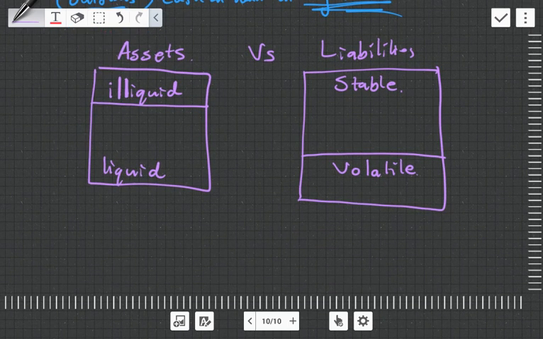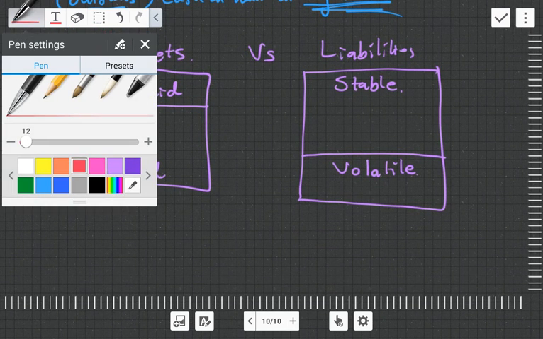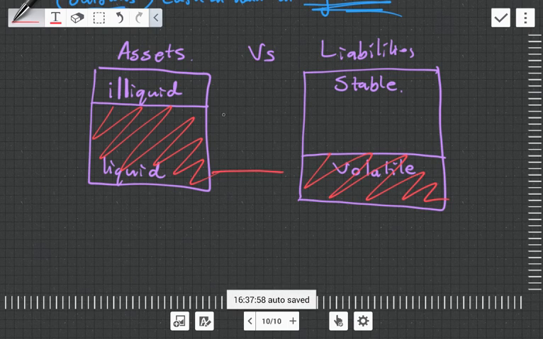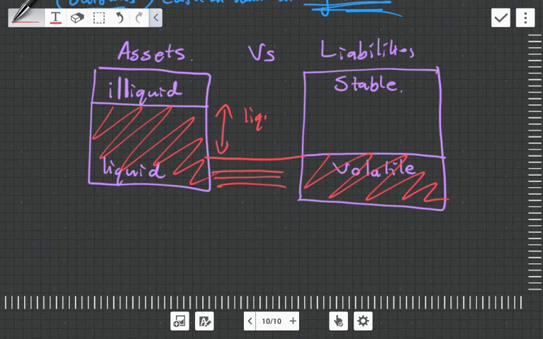So what we do here is consider our liquid assets against our volatile liabilities, and look at what the difference is. This difference is known as the liquidity gap, and what we're referring to here is our net liquid assets.